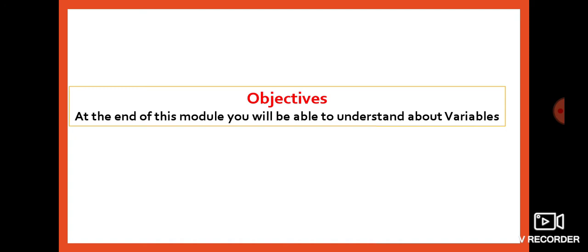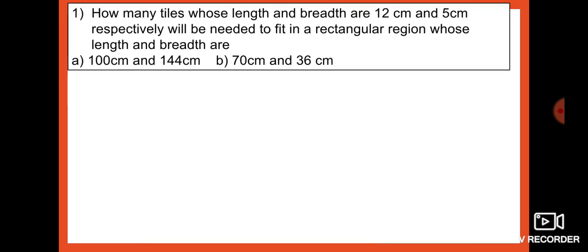Okay, before that, there are two remaining questions in our main chapter mensuration. Only two questions. First question A and B. These questions are remaining. So let's discuss first these two questions. How many tiles whose length and breadth are 12 centimeter and 5 centimeter respectively will be needed to fit in a rectangular region whose length and breadth are A question 100 centimeter and 144 centimeter. B question 70 centimeter and 36 centimeter.